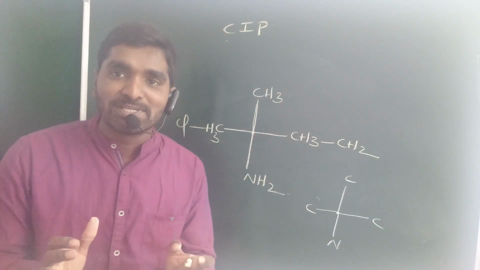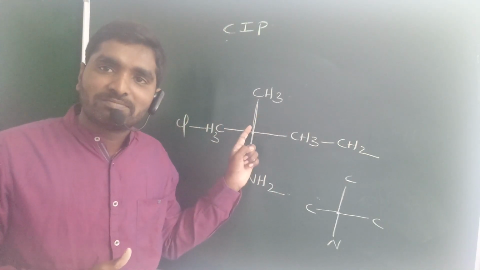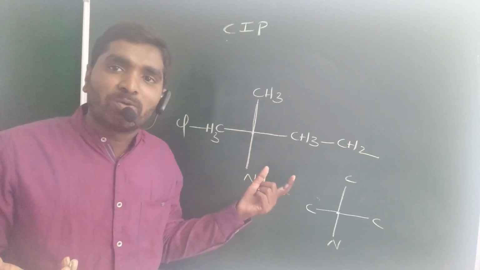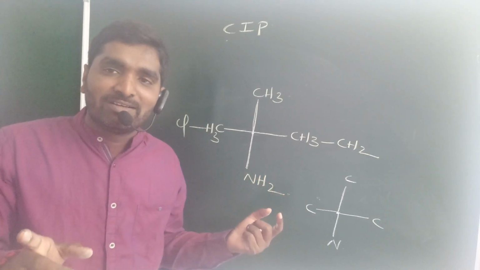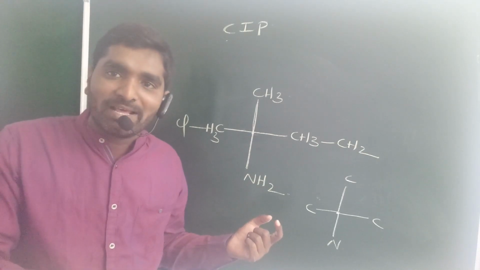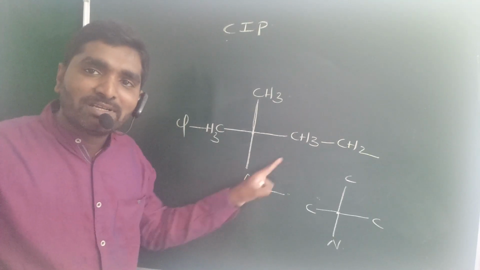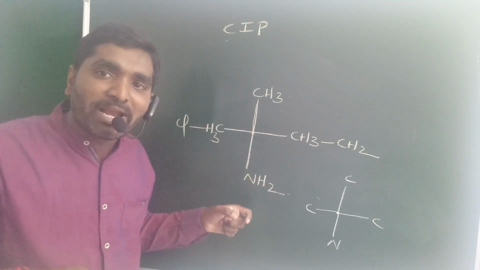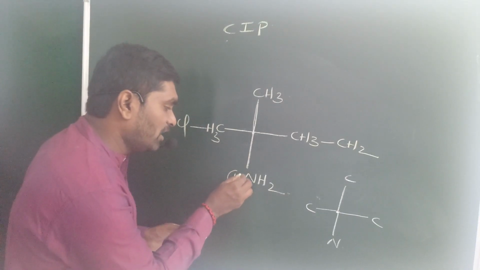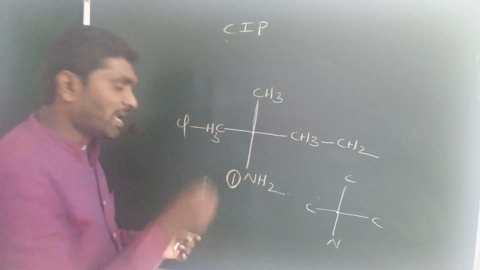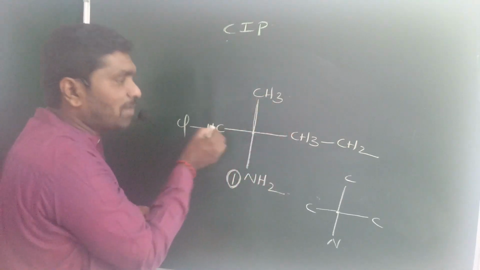According to the CIP rules, if the atoms are the same, they may be isotopes, then go for atomic mass. Otherwise, if atoms are different, you should consider atomic number. So carbon, carbon, carbon, but the fourth one is nitrogen. Compared with carbon, nitrogen has a higher atomic number. Always this element gets the first priority. So priority number 1 according to the CIP rules. Next one. These three are carbon atoms.